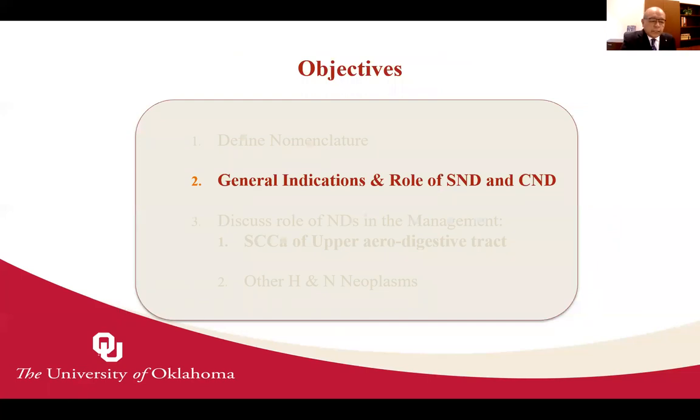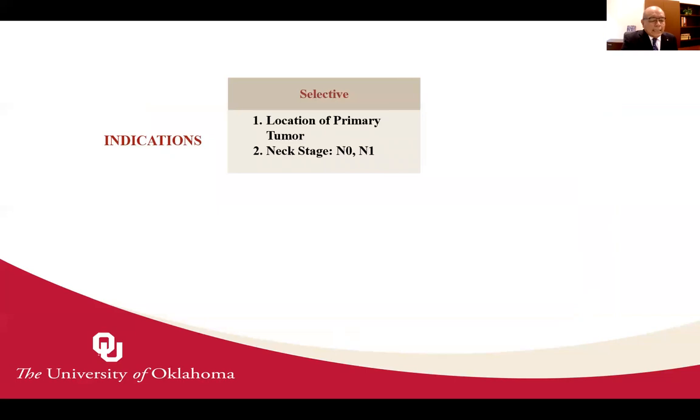So let's briefly mention in general the indications and role of selective versus comprehensive neck dissection. The selective neck dissections are chosen mainly based on the location of the primary tumor, and also in terms of the stage of the neck, early stage, N0 or N1. And the role of these operations can be therapeutic by itself. In other words, the neck dissection alone can cure the patient. But in the majority of cases, they have a staging role.